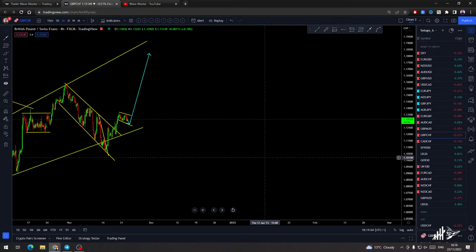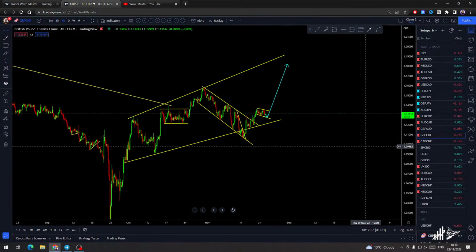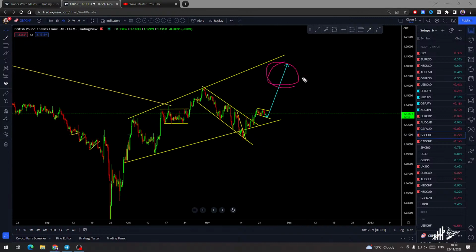I don't see that this is the sell setup. The sell setup will form somewhere from the higher spots. So check it twice and make sure that you have a good analysis for selling, because I really don't see selling from this spot.